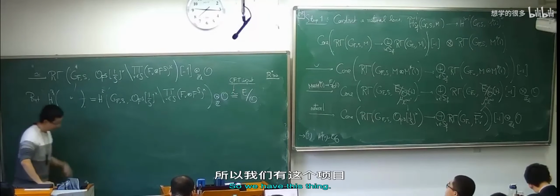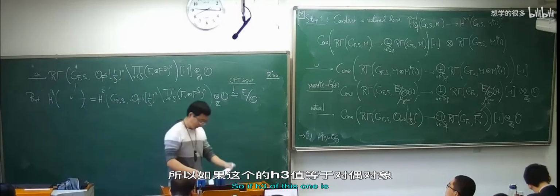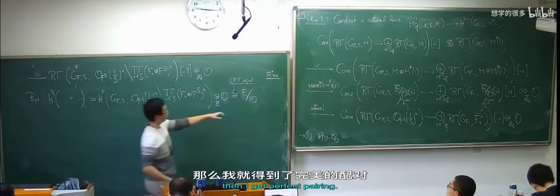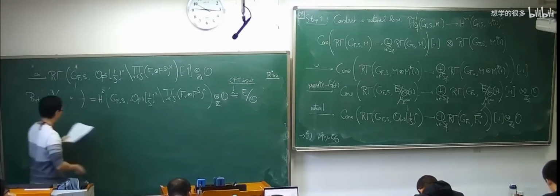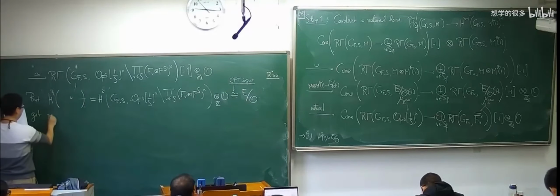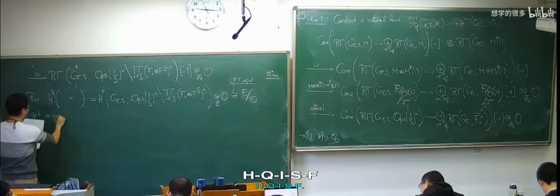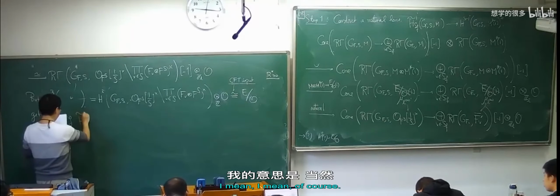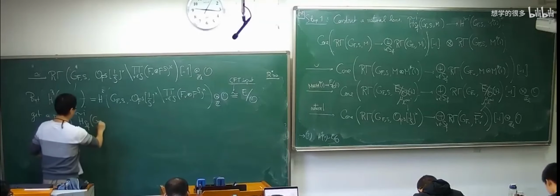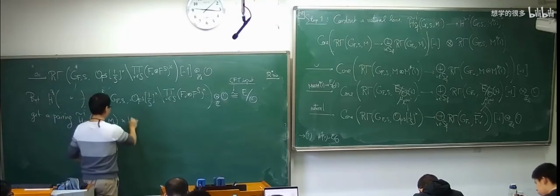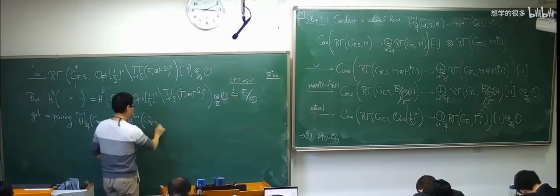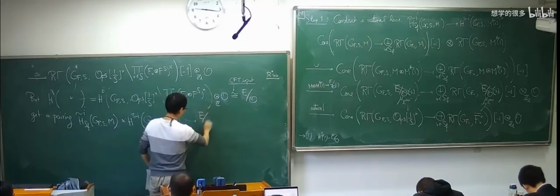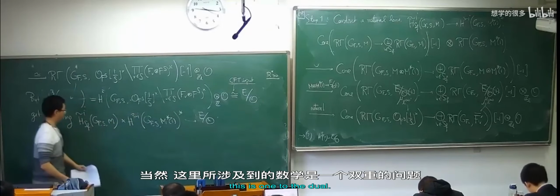Okay. Good. So we have this thing. If H3 of this one is equal to the dualizing object, then I get a pairing. Excuse me, not a perfect pairing yet. H choose I as F. Of course, sorry, there's no dual here. Then you have mapped this one to the dual.